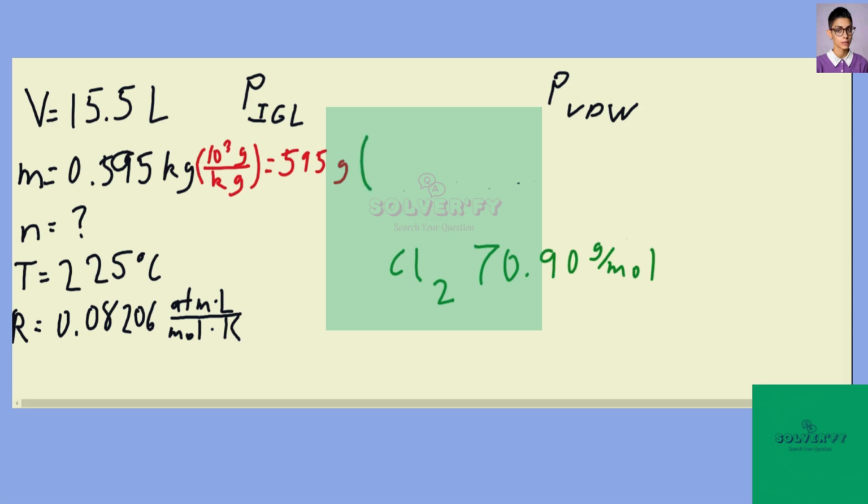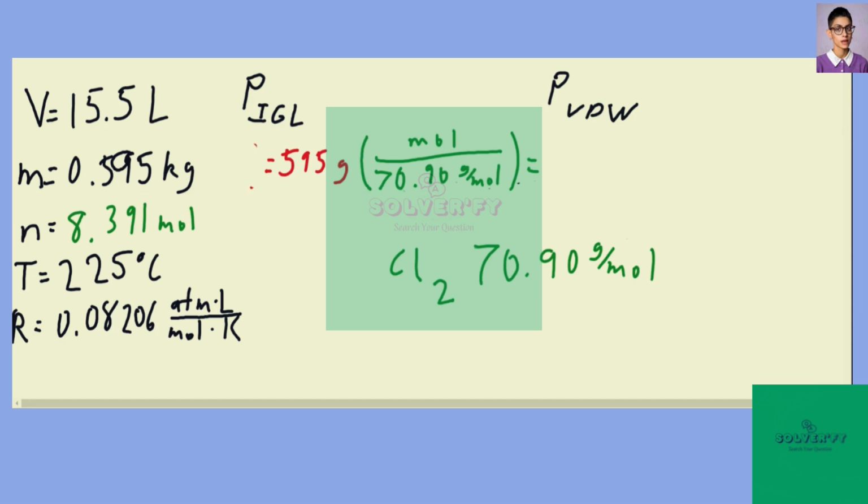So if we use this, we want moles, so we're going to put that on the top of our equation. Then we're going to put 70.90 grams per mole here. This will equal the number of moles, which is 8.391 moles. To have space for this next part, I'll unfortunately delete all my work.